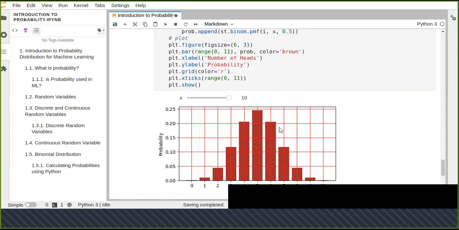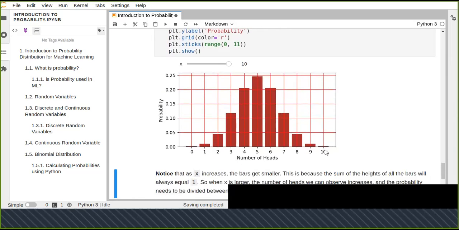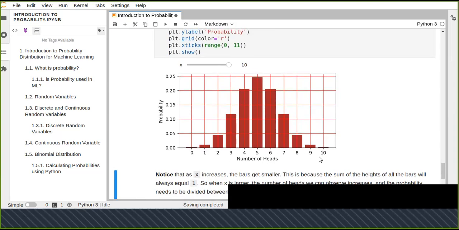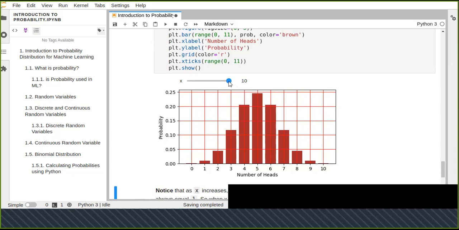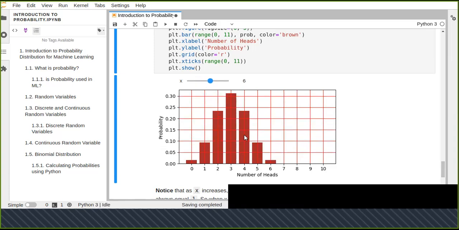Now we get this exact. The number of trials is 10, and the number of heads we can count is 0 up to 10. Then here is the probability of each head. For example, if you flip the coin once, the probability is almost 50%, around 0.5. When you increase the number of trials to 2, the probability of 2 heads is almost 0.25.